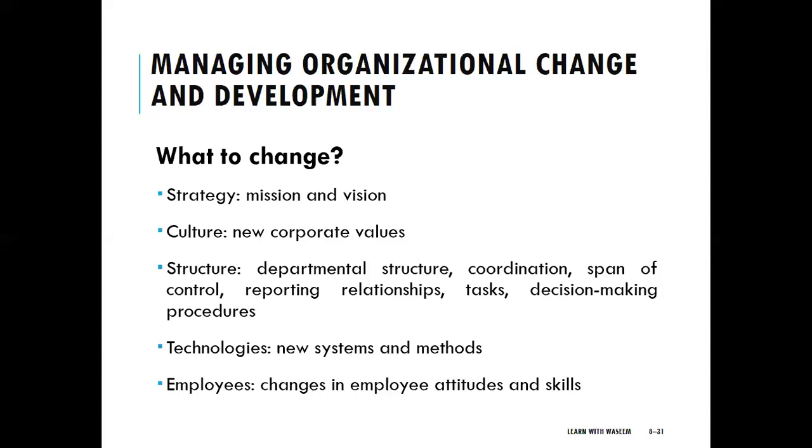Faced with situations like these, managers like Stephen Elop can change one or more of five aspects of their companies: their strategy, their culture, their structure, technologies, or attitudes or skills of the employees.